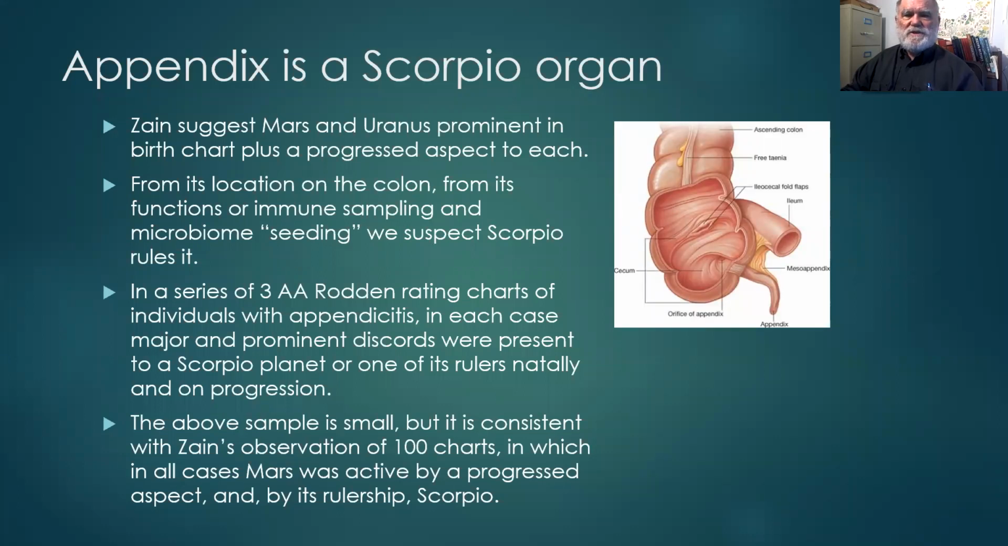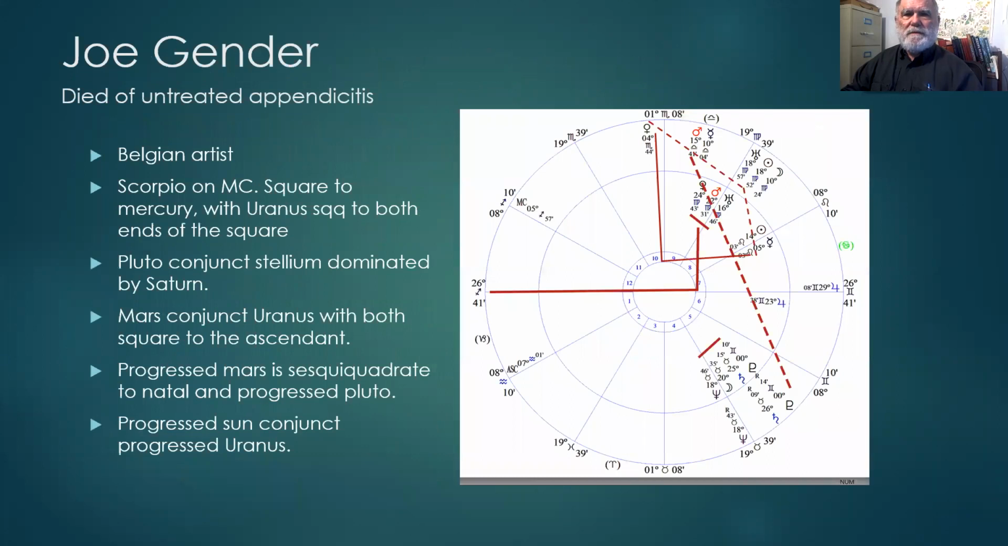And we could show one here. This is a man named Joe Gender, a Belgian artist. He had appendicitis, which wasn't treated, and he died of it. So here we can see Scorpio is on the midheaven. It's square to Mercury, and then Uranus is semi-square to both ends. So we have some discord there.